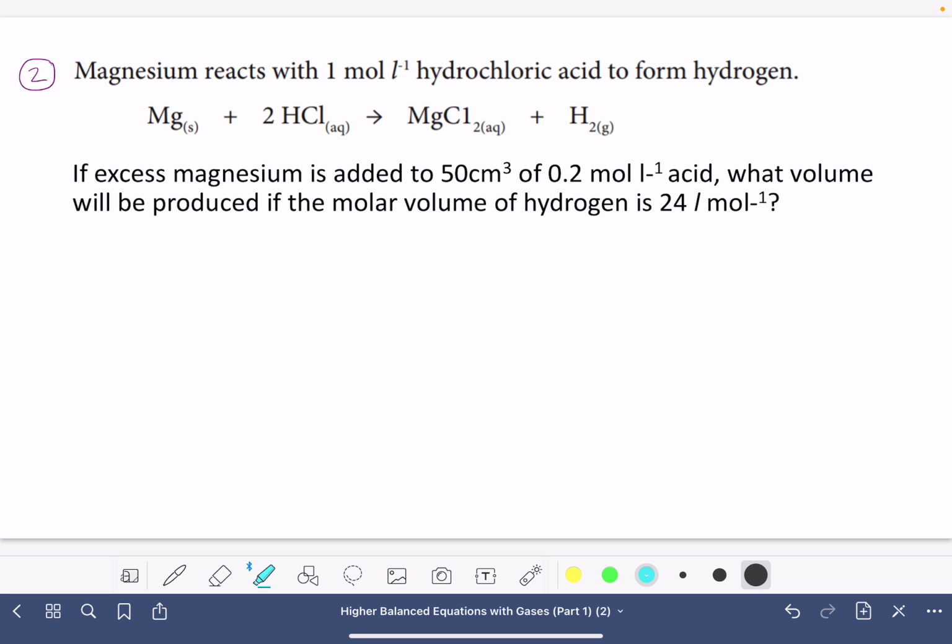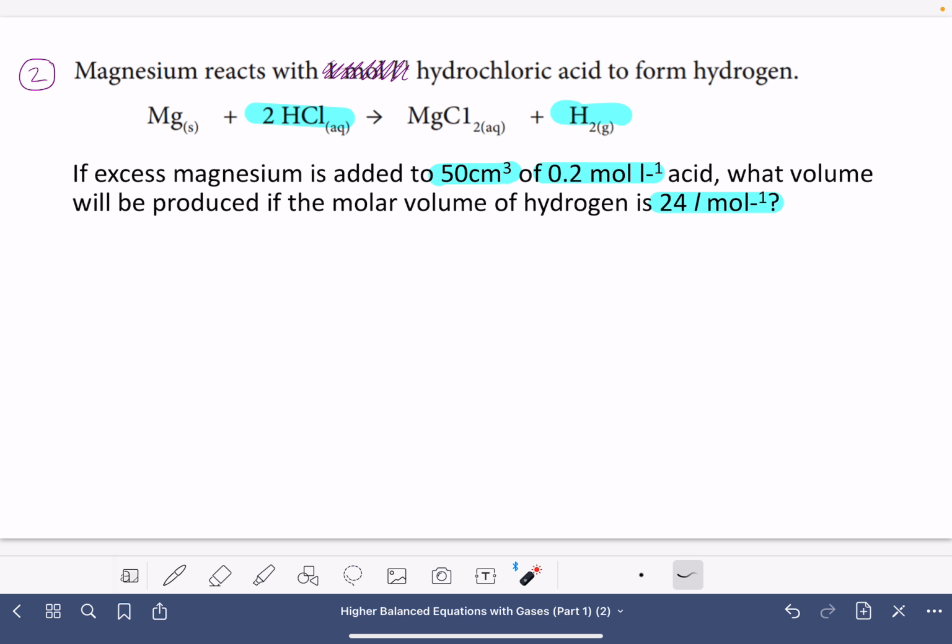We know the magnesium is in excess. Oh dear, there's a wee mistake in this question. I'm very sorry about this. This should not say this here. So if excess magnesium is added to, here's a volume and here's the correct concentration of acid, what volume would be produced if the molar volume of hydrogen is 24 litres per mole? I'm concerned about the hydrochloric acid and the hydrogen. The magnesium is in excess, so I don't need to worry about how much of that I've got.